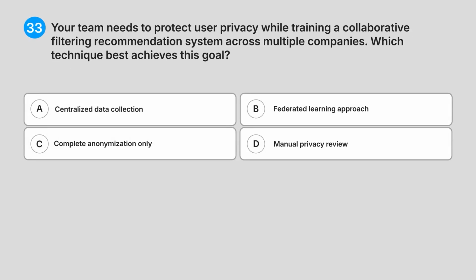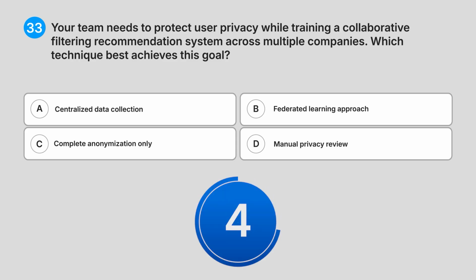33. Your team needs to protect user privacy while training a collaborative filtering recommendation system across multiple companies. Which technique best achieves this goal? A. Centralized data collection. B. Federated learning approach. C. Complete anonymization only. D. Manual privacy review. Can you guess the answer?